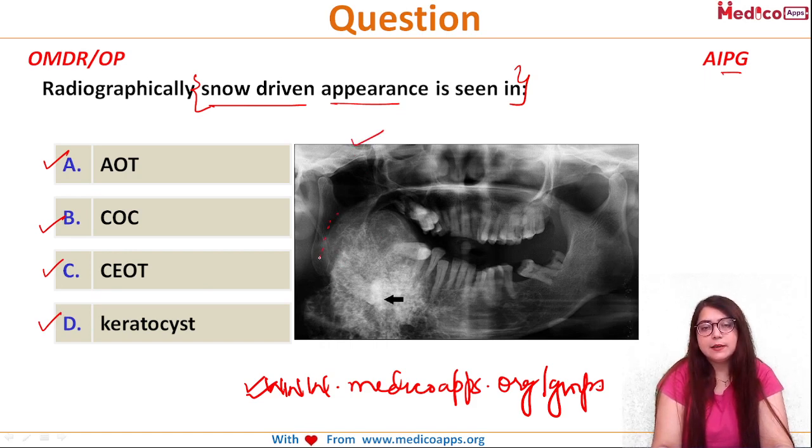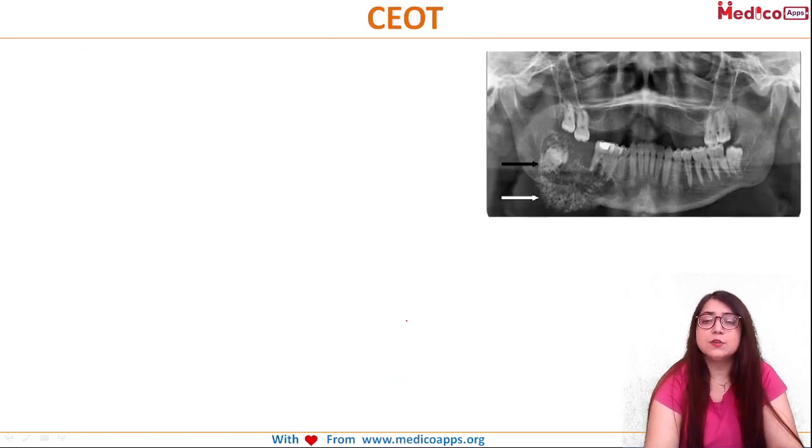Now you can see here that this is the pathology, and this is the typical snowdriven appearance. And you can see this impacted tooth here, radio opacity here, you can see kind of an impacted tooth, or the third molar. And here also you can see that there is a tooth lying like this. Now let's start with the answer. So basically this is CEOT, that is calcifying epithelial odontogenic tumor, also known as Pindborg tumor.